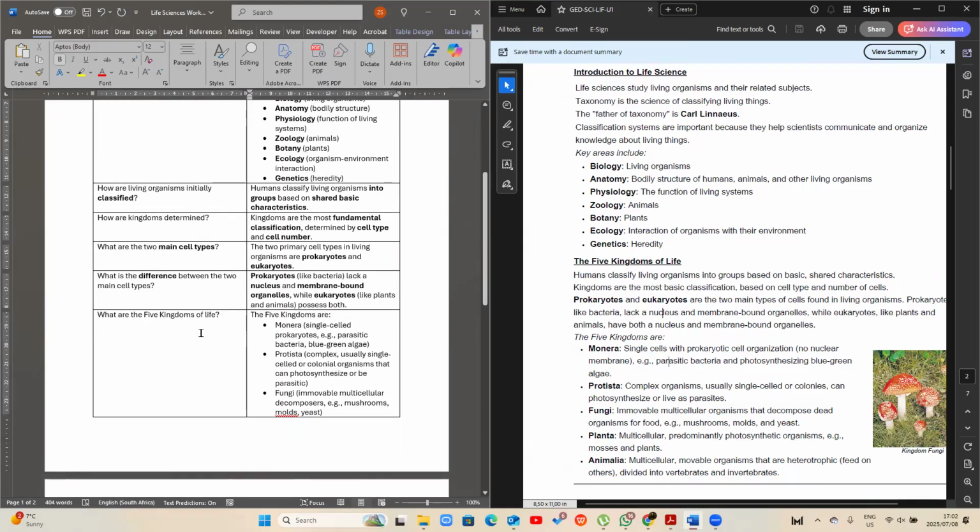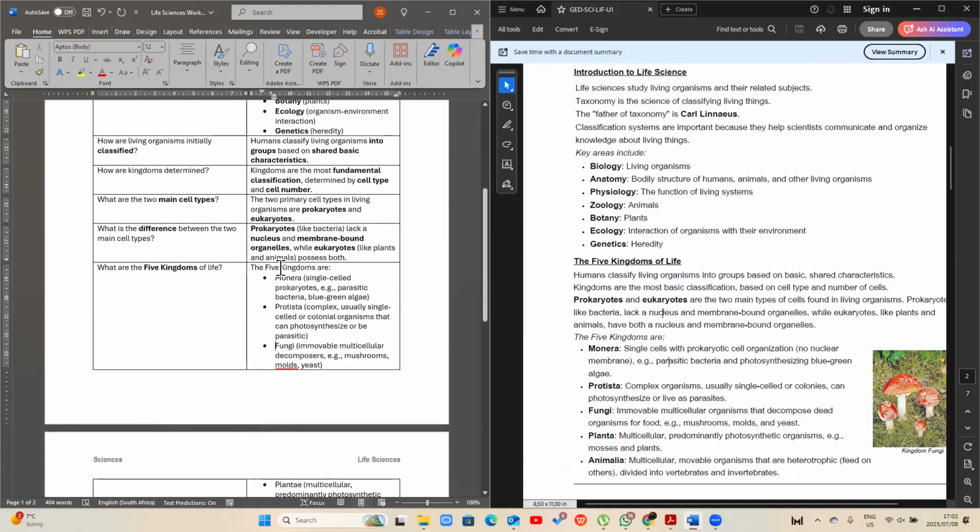Then we have to take a look at what exactly are the 5 kingdoms of life, because there isn't just one kingdom. When we classify something, there cannot just be one type of classification. When we classify, it needs to be 2 or more. So therefore, the kingdoms are split into 5 different groups.